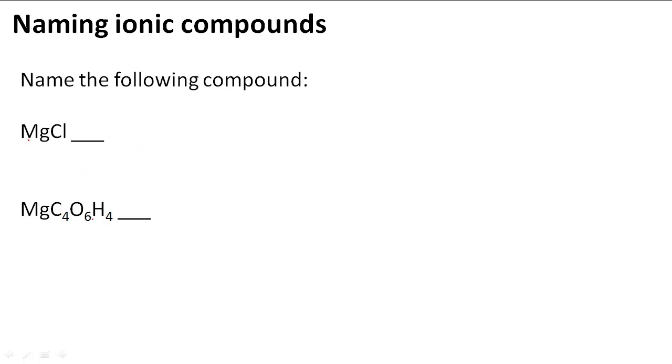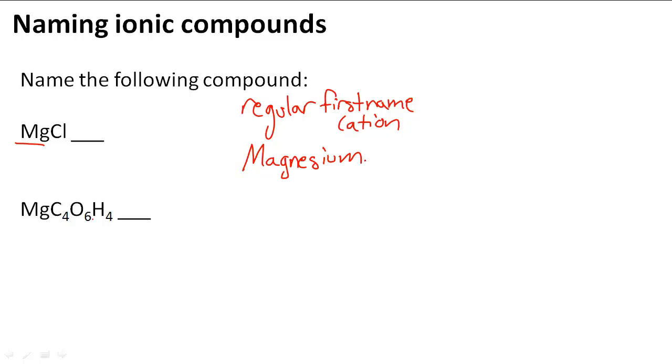Let's take this first one, MgCl. When we have an ionic compound, we're going to use the regular name of the element as the first name. The cation, the positive ion, is this first name. So magnesium. I'm just going to write magnesium. Easy enough. Magnesium is going to be the first name. I can look at the periodic table to find out the name.